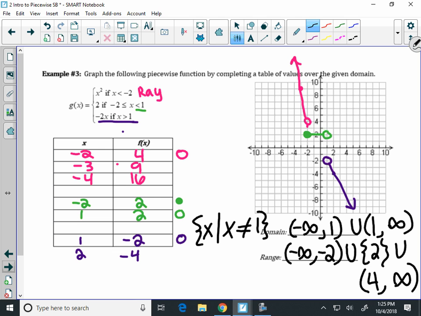Kaylin, what's confusing? Where did the negative 2 come from? This y value right here. So you go from negative infinity and then you stop at negative 2. And there's a break in y, so you get to positive 2.